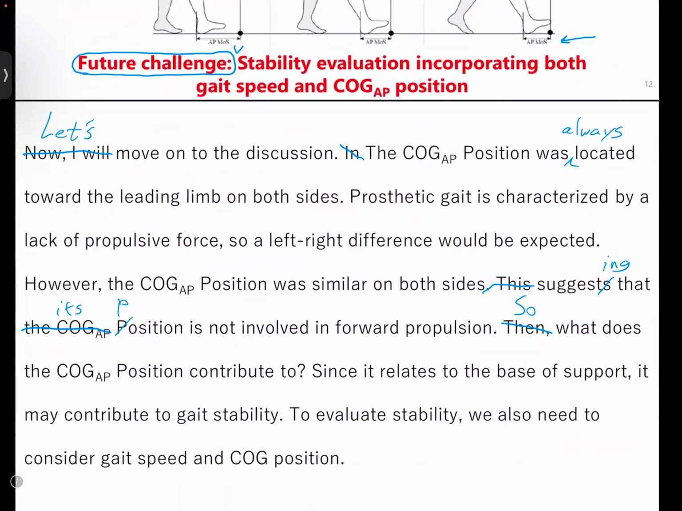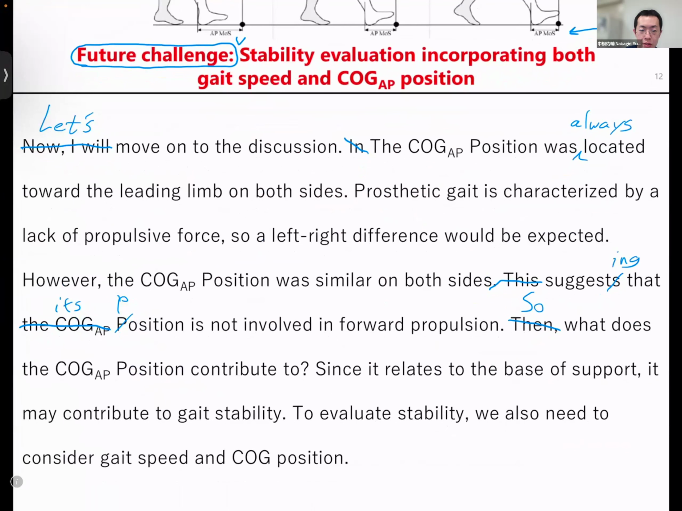Let's move on to the discussion. The COG sub-AP position was always located toward the leading limb on both sides.